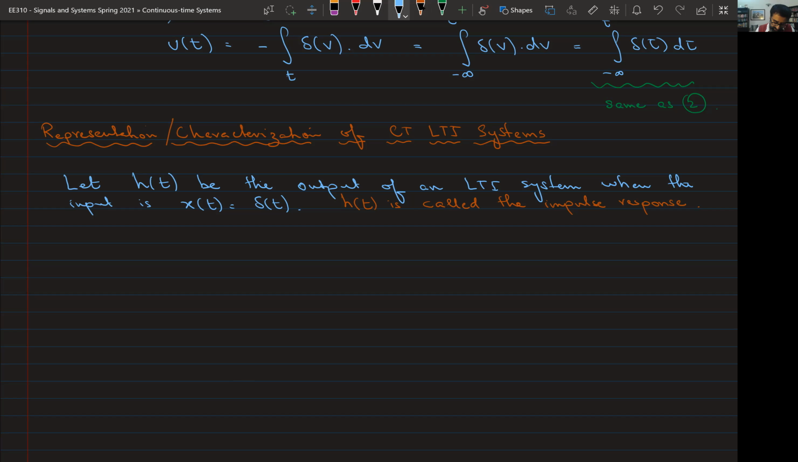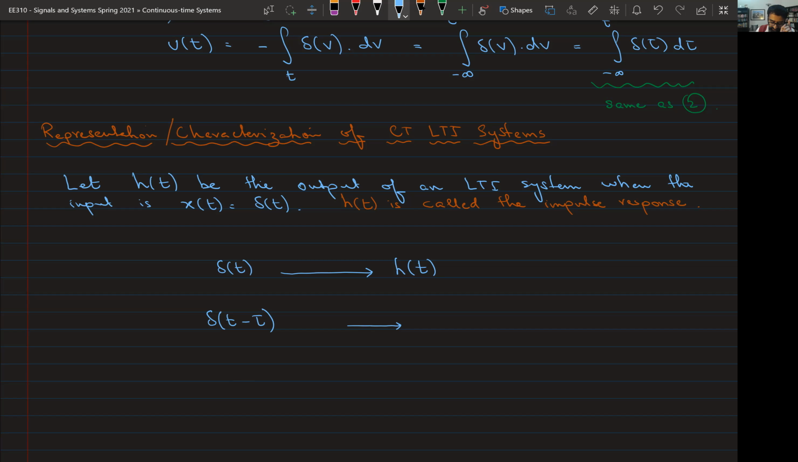I know that if delta of t is an input to an LTI system, the output is h of t, right? That's from the definition. The output that I get when delta of t is input is going to be h of t. What would be the output when I input delta t minus tau? What would that output be?